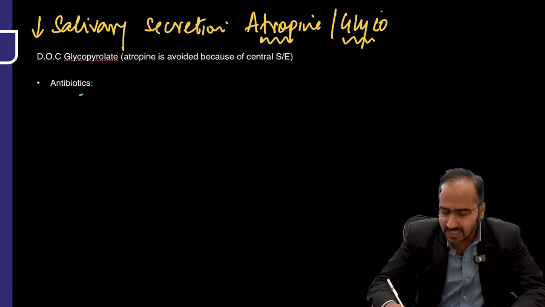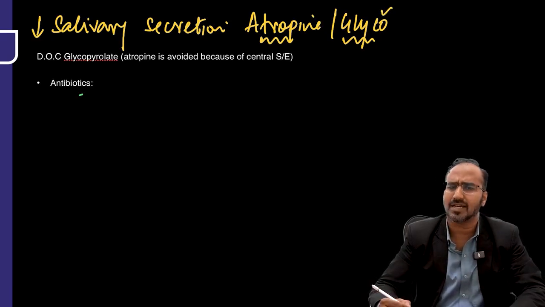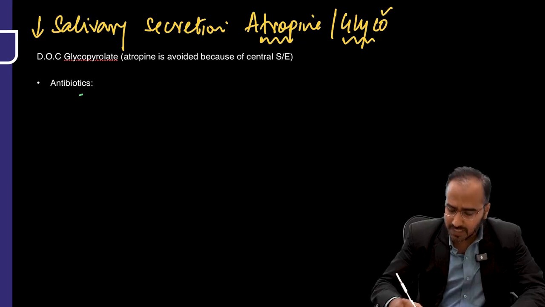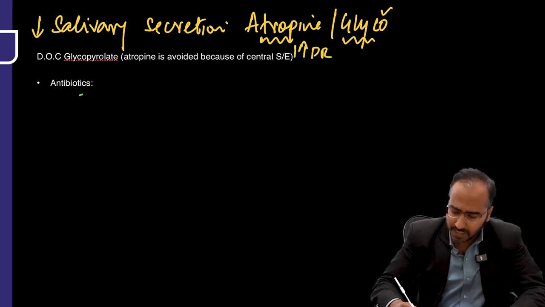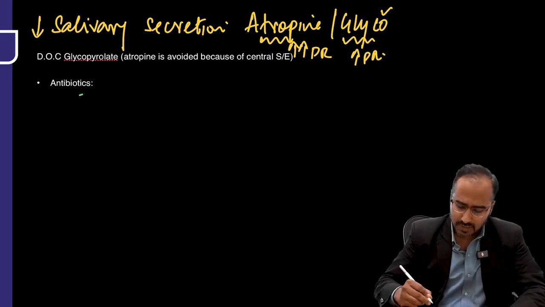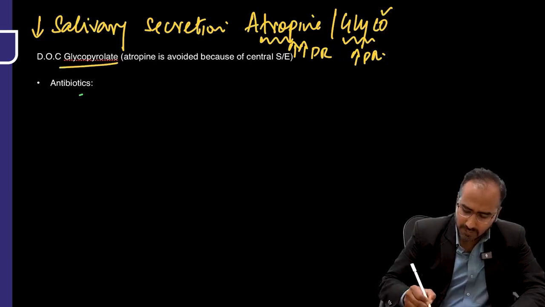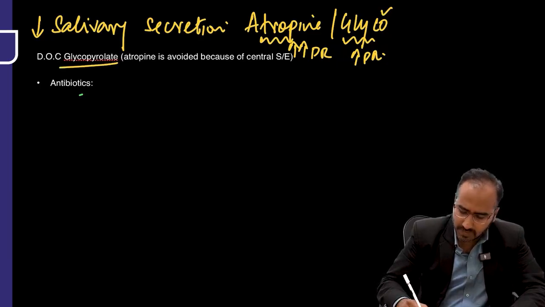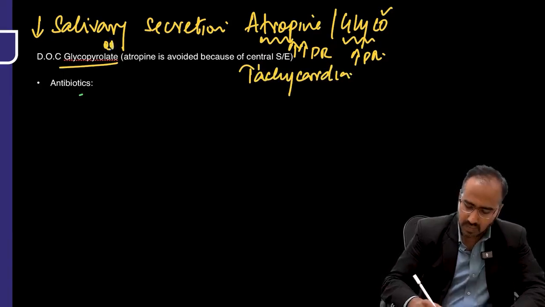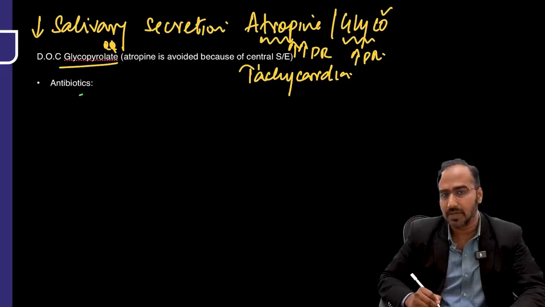Which of the anticholinergic should be used in this patient? It is always glycopyrrolate. Both are anti-secretory. Why glycopyrrolate? Because atropine causes much more tachycardia when compared to glycopyrrolate. So remember, guys, drug of choice is glycopyrrolate. Atropine is avoided due to the side effect of tachycardia.